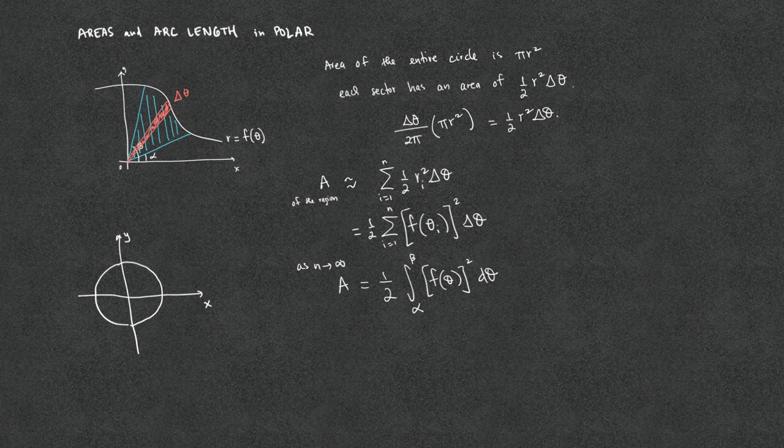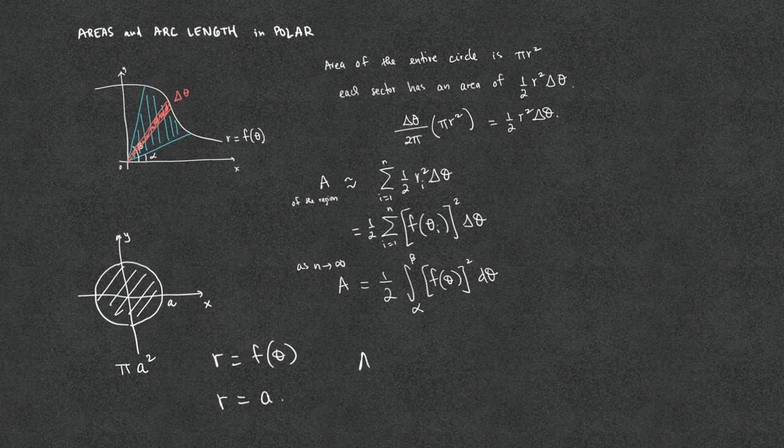For example, when we found the area inside the circle of radius a in the rectangular coordinate system, we had to use trig substitution to find the exact area, although we know that the area is simply pi a squared. The radius is a. In polar coordinates, the equation of the circle is simply r equals a.